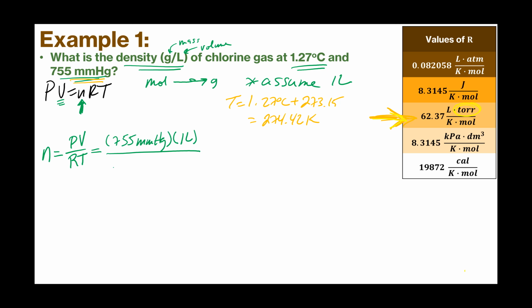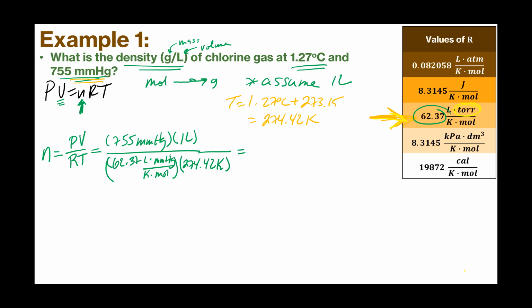The R, we want to use this value because these are the units we picked: 62.37 liters times millimeters of mercury, because that's what we have, divided by kelvins and moles. And this is times the temperature, which we figured out to be 274.42 Kelvin. Now, the best way to tackle this across here is to multiply the top, multiply the bottom, and then divide your two answers, just because calculators can be weird sometimes. Everything cancels out to give us moles.